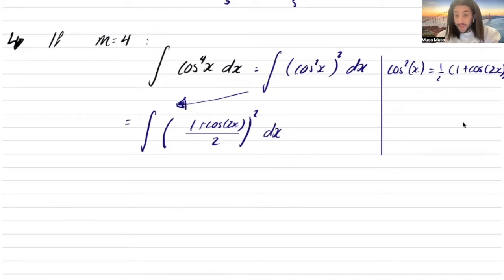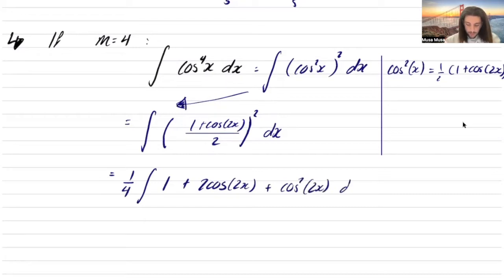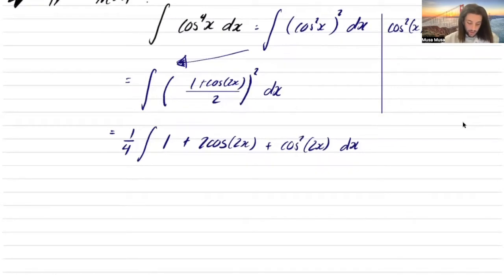I'm going to expand it now, and you're going to see what's going to happen. We have, obviously, the denominator being squared is going to be 4, so I'm just going to take the quarter out. And then expanding this one using our perfect square, it's going to be 1 plus 2 cos 2x, and then plus cos squared 2x dx. I think you can see this is quite easy to integrate, but here we have another cos squared.